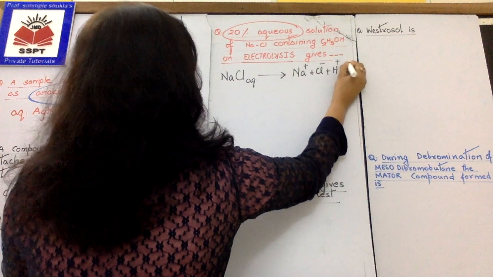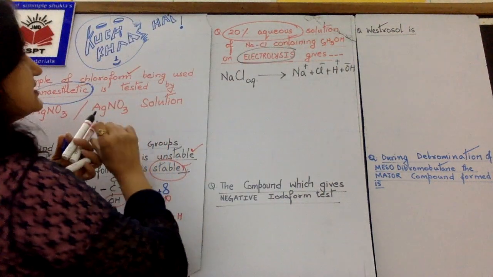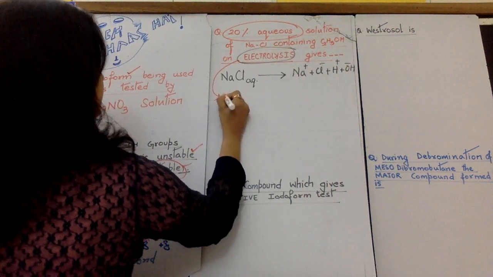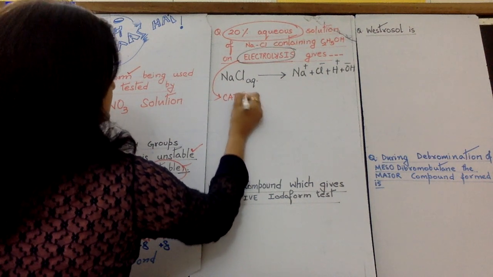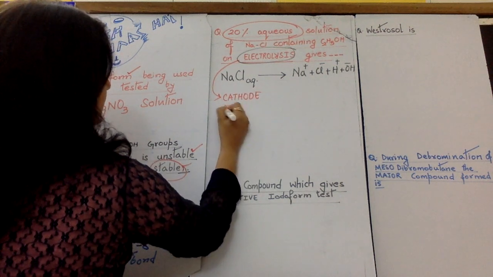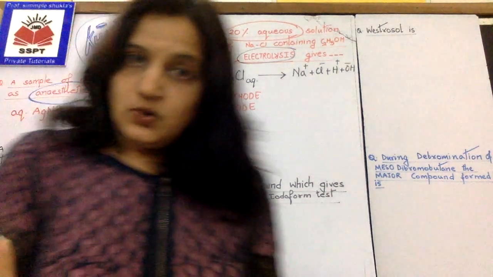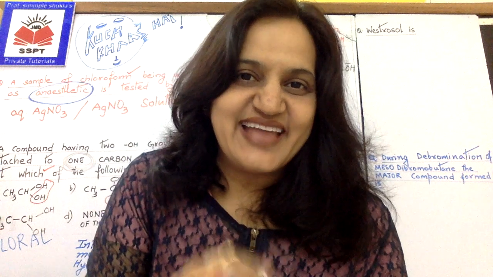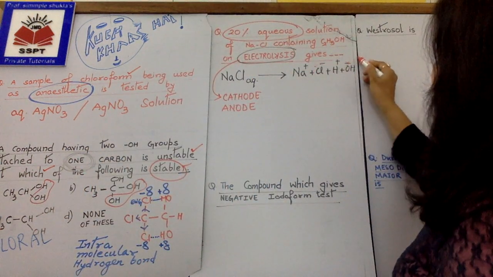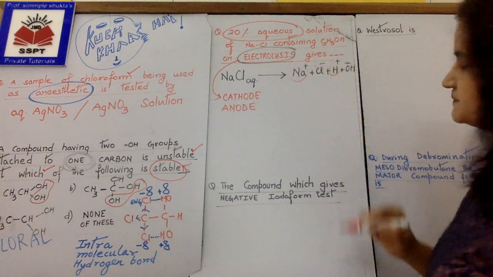Now since we are doing electrolysis, it is very clear there is a cathode and there is an anode in the electrolytic cell. As we know, the cations will move to the cathode and the anions will move to the anode. Anions are 2, cations are 2.